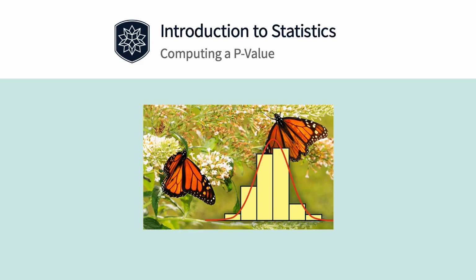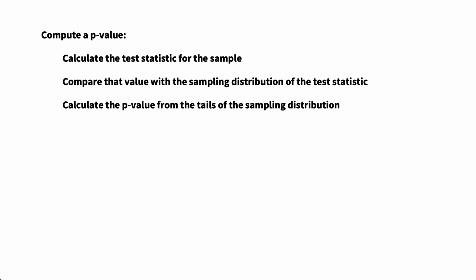The p-value in common hypothesis tests is computed by choosing a test statistic, computing a value of that statistic for the sample, comparing that value with the sampling distribution of the statistic, and calculating the p-value from the area in the tails of the sampling distribution. The test statistic could in principle be any statistic that gives a measure of the difference between the sample and the null hypothesis and that has a known sampling distribution, but for common hypothesis tests there's usually an established test statistic that meets all of these requirements.